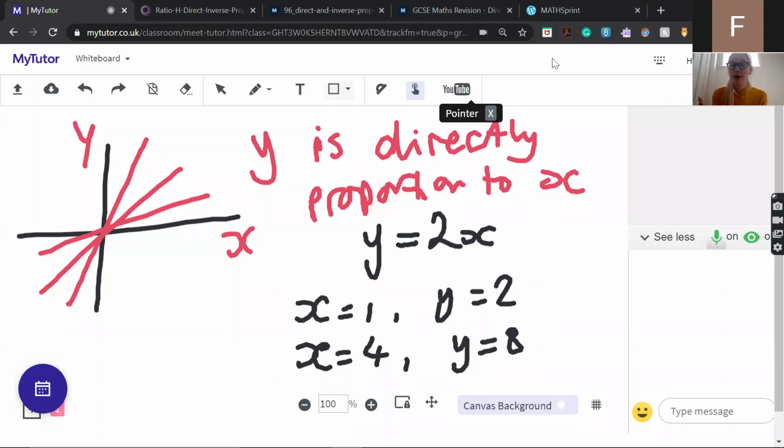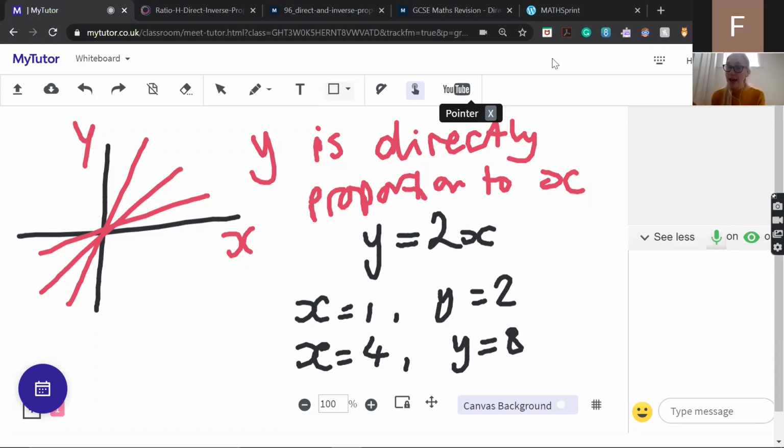And we can have different relationships. We can have y is directly proportional to x squared. We can have y is directly proportional to the square root of x. We can even have y is inversely proportional to x, which we'll talk about in a bit. So hopefully this makes some sort of sense.